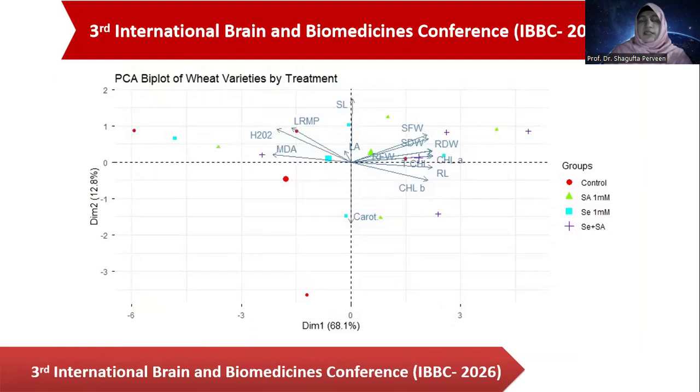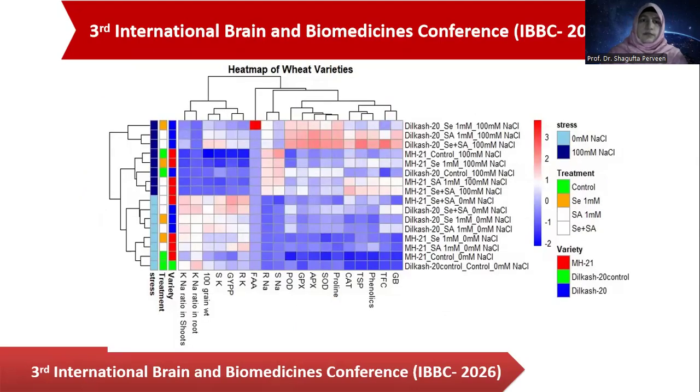A biplot of wheat varieties under salt stress and non-stress conditions shows that DIM1 explains 68.1% of the variance, while DIM2 explains 12.8% of the variance among different treatments that are shown in different colors and shapes here. Cluster analysis, that is a heat map of wheat varieties under salt stress and non-stress conditions. Here, the map shows the clustering of two wheat varieties under stress and non-stress conditions and under different treatments of selenium, salicylic acid, and the combined application of selenium and salicylic acids.